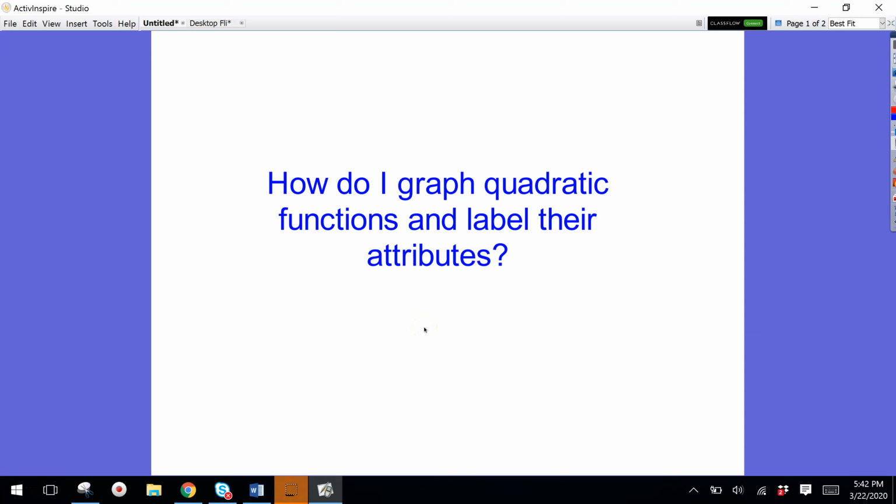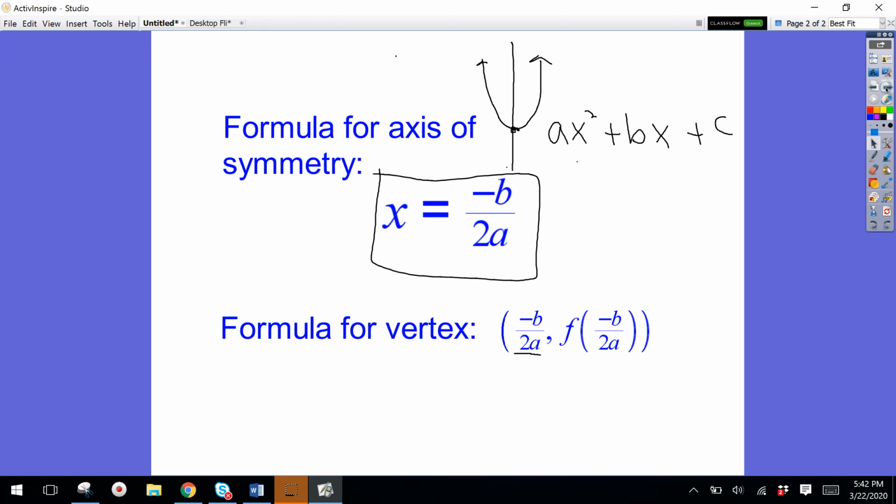So in this video, we're going to talk about how we graph quadratic functions and then label their attributes. What we're going to be doing in this video is mainly we're going to take the equation and then we're going to graph it.